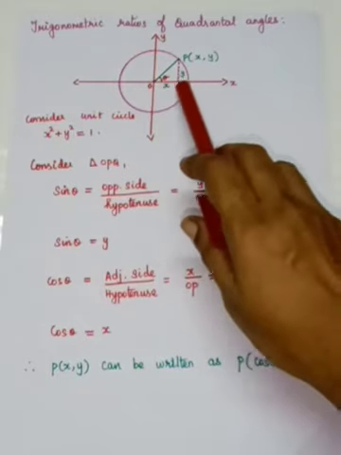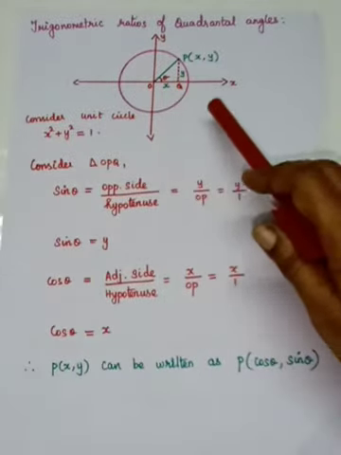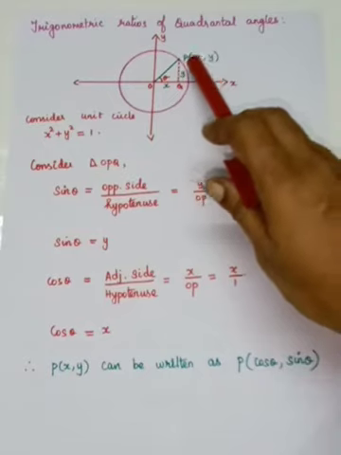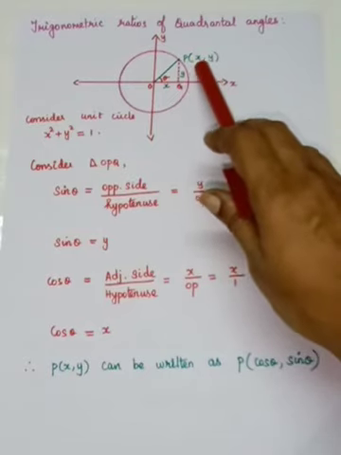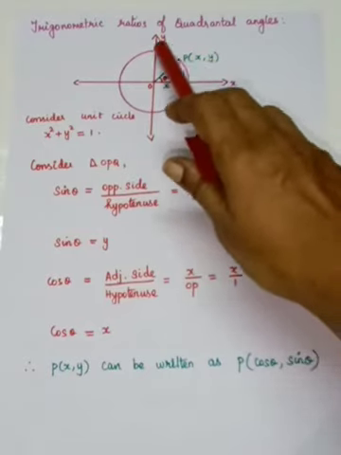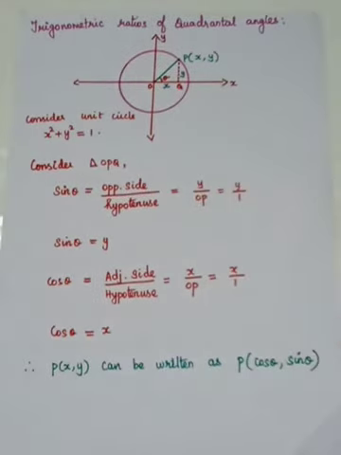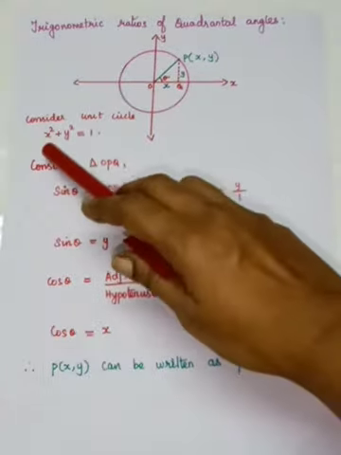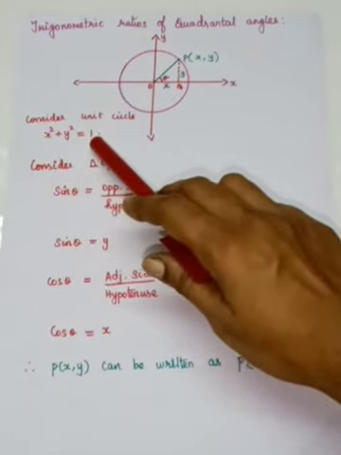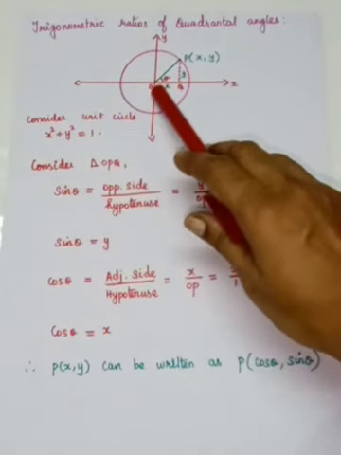See here the quadrantal angle. Before moving to that, I have taken a point P whose coordinates are x comma y on the unit circle. So what do we mean by the unit circle? One whose radius is 1. It is in the form x squared plus y squared is equal to 1, with the center at the origin.